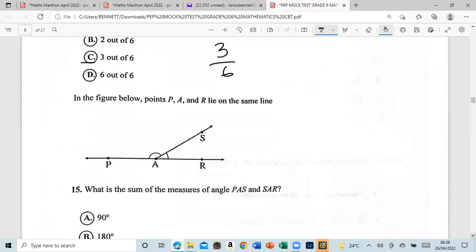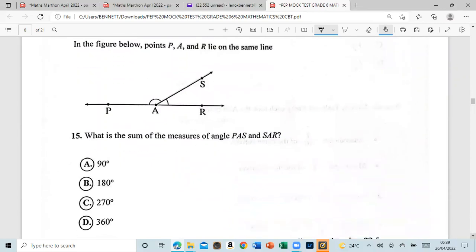In the figure below, points P, A, and R lie on the same line. So it says now, what is the sum of the measures of angles PAS and SAR? So that's this angle right here, that's PAS. The one in the middle is the angle SAR versus this one right here. Now, how much would these two angles add up? So if you look at it, it says the points are on the same line. That's the first thing, right? And this is the angle on a straight line. So all of this adds up to 180.